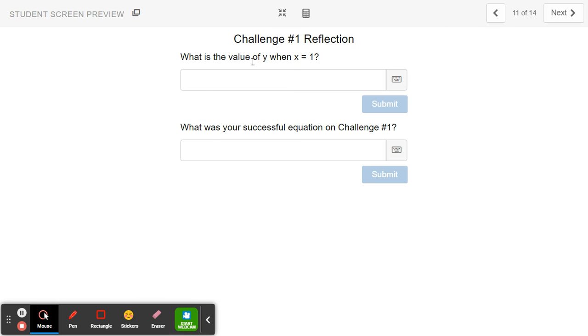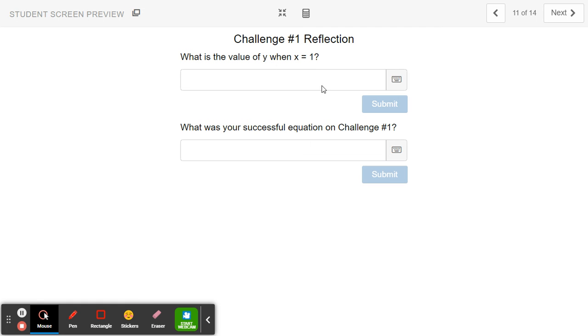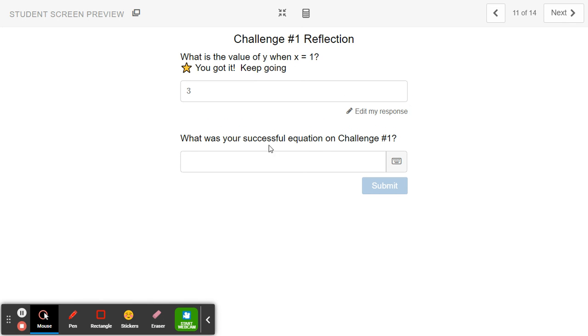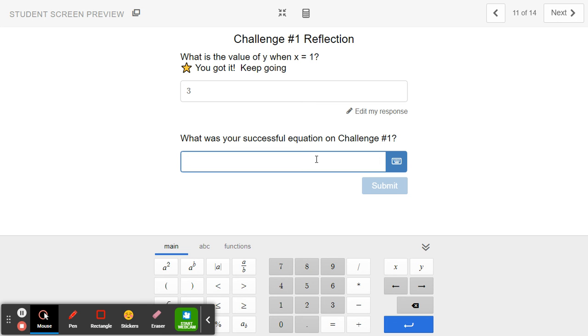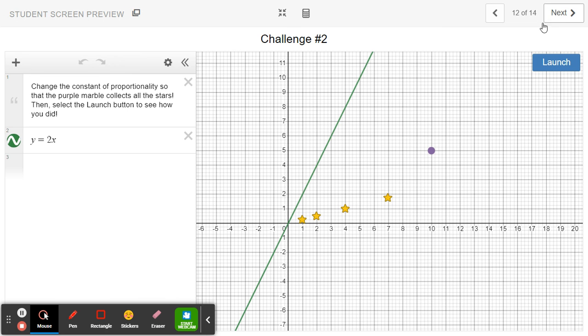What is the value of y when x is 1? What that means is this is our equation, so if x is 1, it would be 3 times 1. So y is 3 in this case. What was your successful equation on challenge 1? Well, we said y equals 3x. Okay, try the next one.